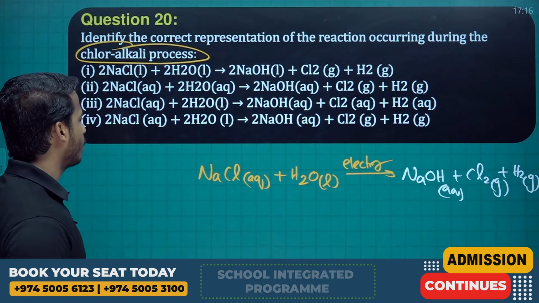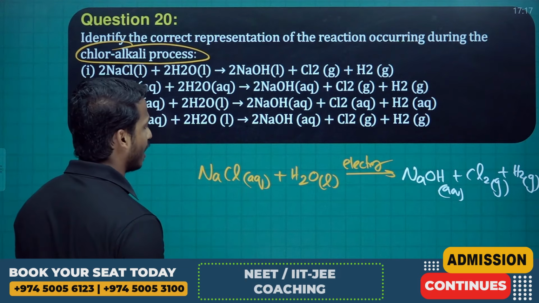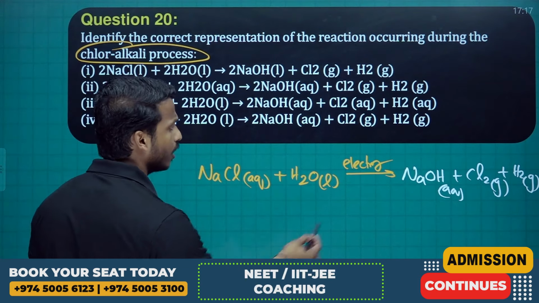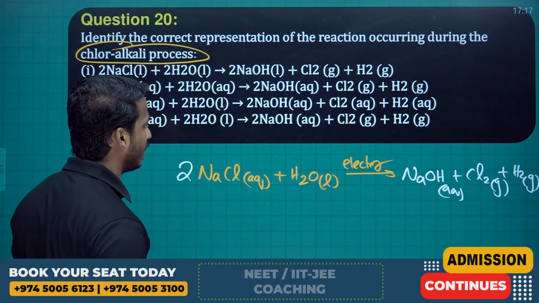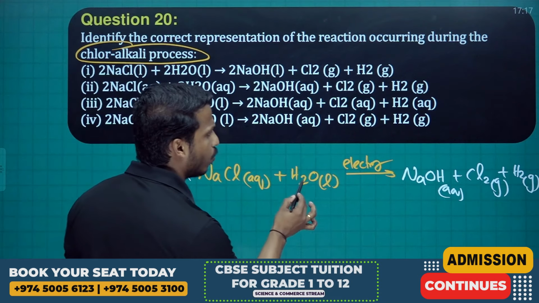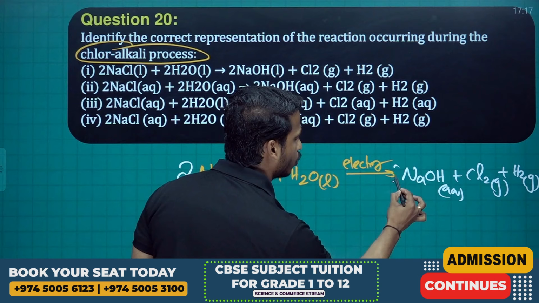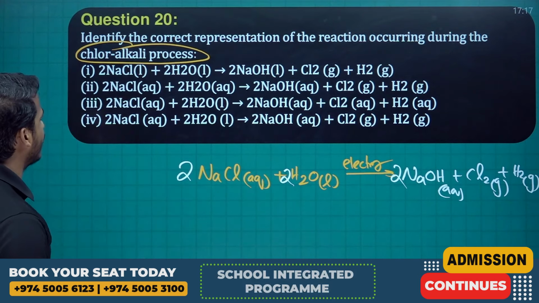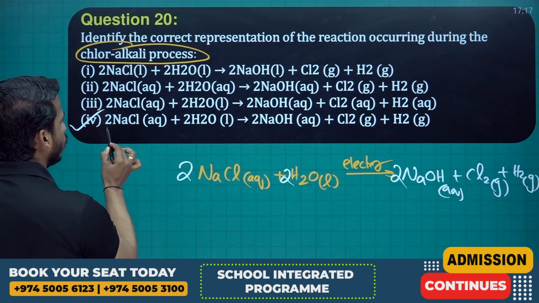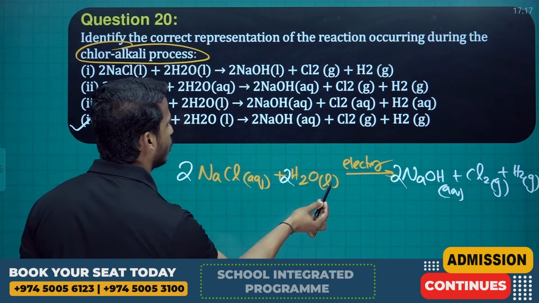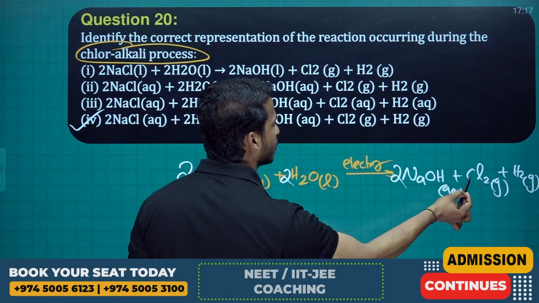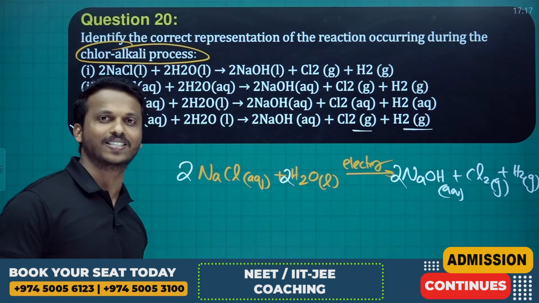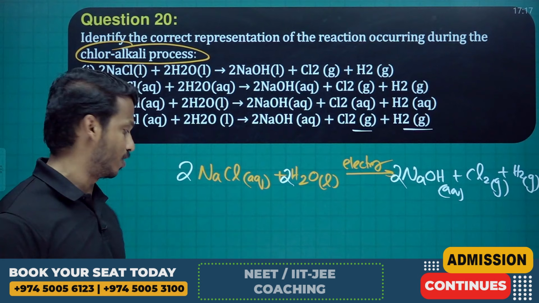So where is this reaction, my student? NaCl. While balancing, you can say there are 2 chlorine, so 2 NaCl, and then H2O, 2 H2O, 2 Na. So where is it, all of you? That is option C: 2 NaCl aqueous plus 2 H2O liquid gives 2 NaOH aqueous plus chlorine gas and hydrogen gas. Yes, this is the chlor-alkali process.